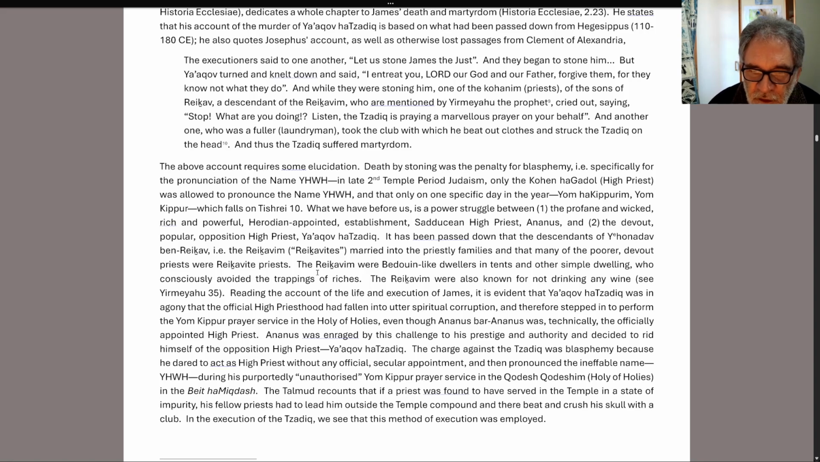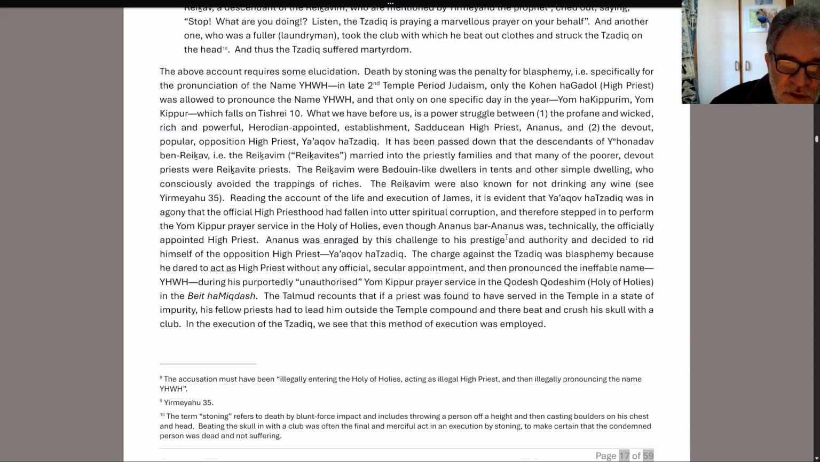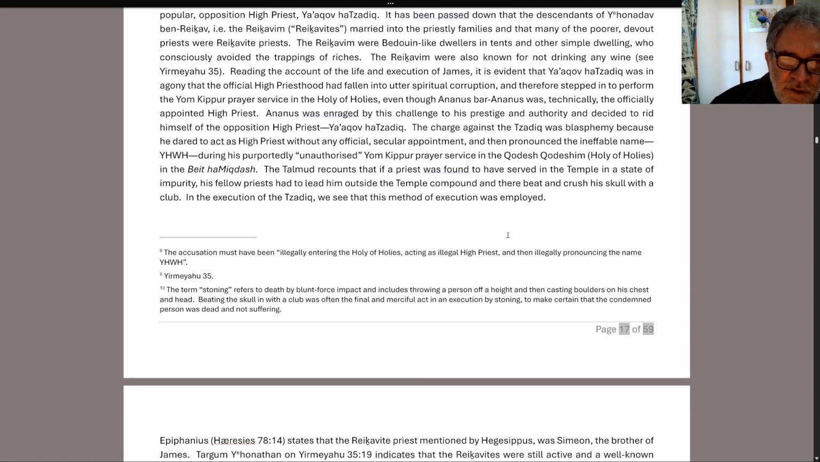The Talmud recounts that if a priest was found to have served in the temple in a state of impurity, his fellow priests had to lead him outside the temple compound and there beat and crush his skull with a club. In the execution of a tzaddik, we see that this method of execution was employed. So the accusation against Yaakov Tzaddik must have been illegally entering the Holy of Holies, acting as illegal high priest, and then illegally pronouncing the name Yod-Heh-Vav-Heh.